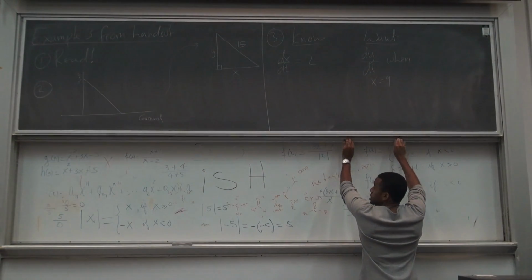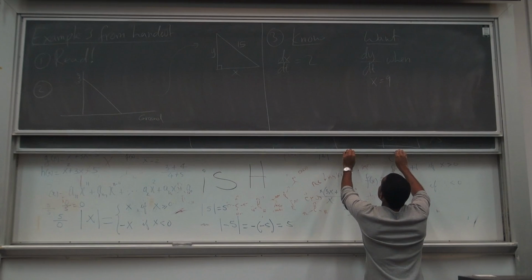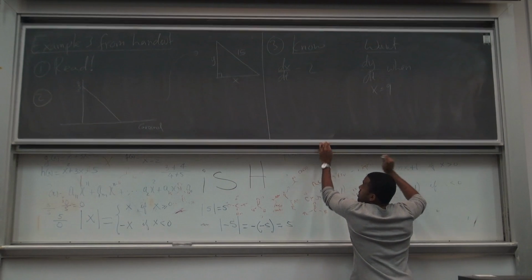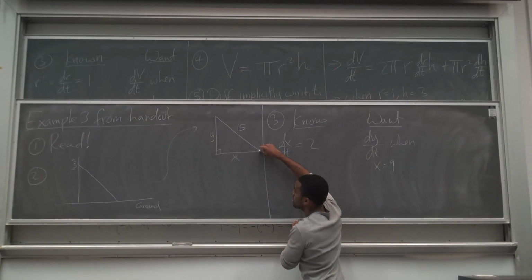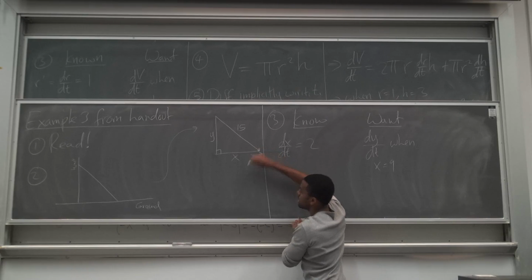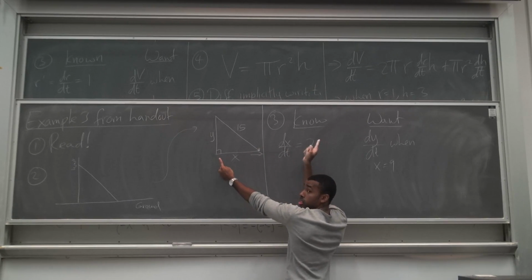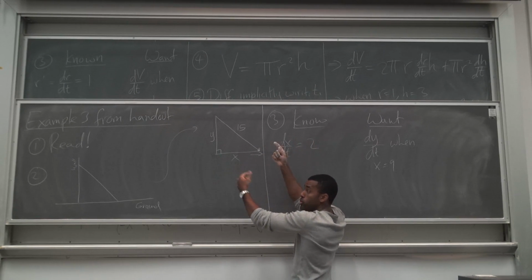How is it that dx/dt is 2? It says the foot of the ladder. This is the foot of the ladder. It's sliding away from the wall in that direction, which means my x is getting bigger, and it's getting bigger by 2 feet per second.